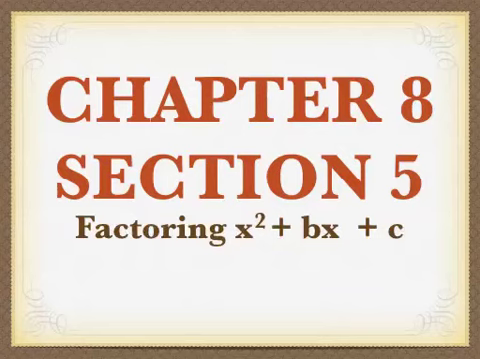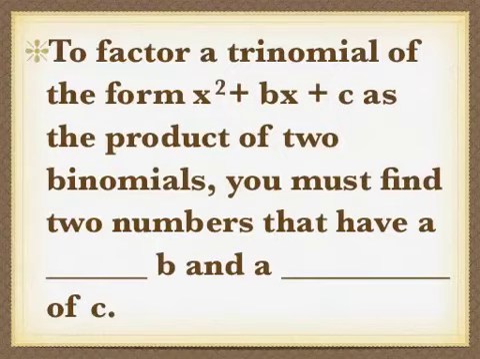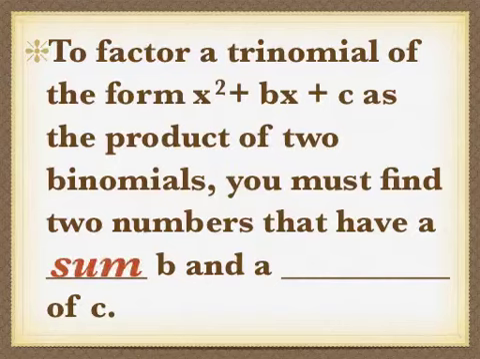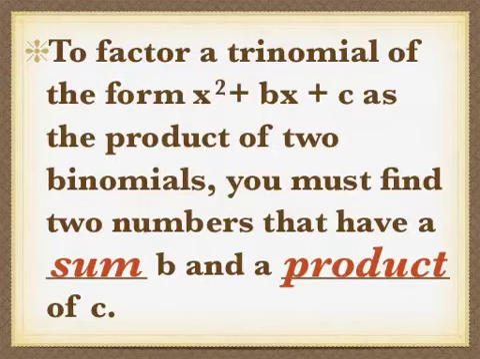Chapter 8, Section 5, Factoring x squared plus bx plus c trinomials. To factor a trinomial of the form x squared plus bx plus c as the product of two binomials, you must find two numbers that have a sum b and a product c.